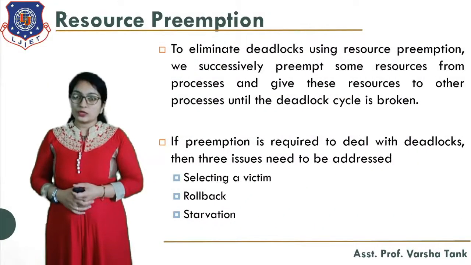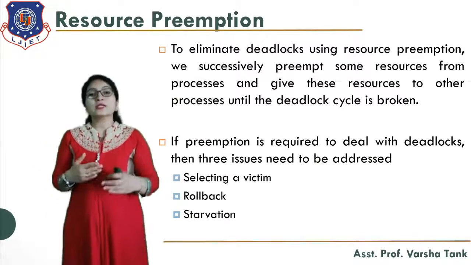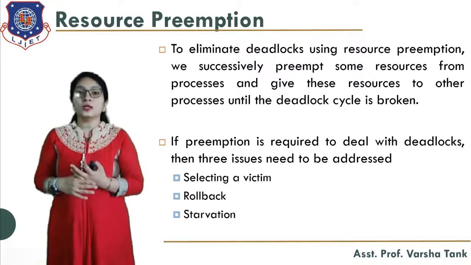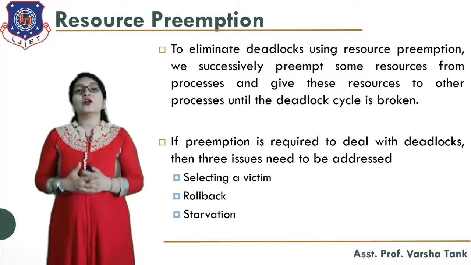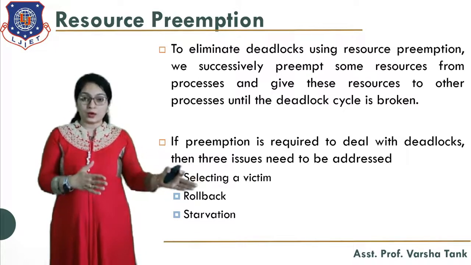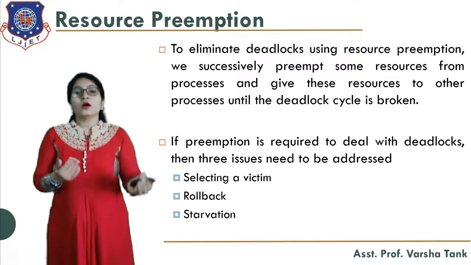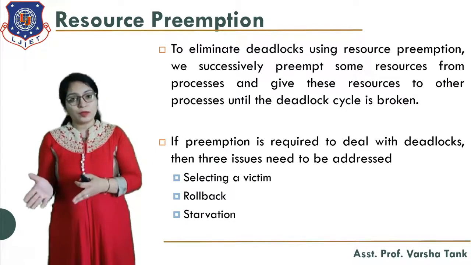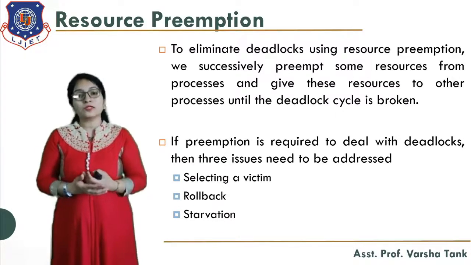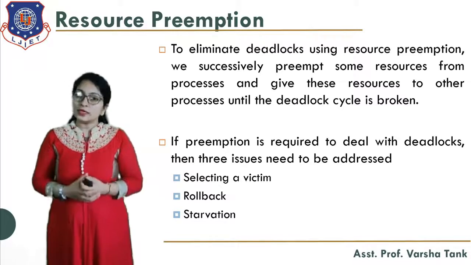Now, resource preemption. To eliminate the deadlock using resource preemption, we successively preempt some resources from processes and give these resources to other processes until the deadlock cycle is broken. As in the example of processes P1 and P2 and resources R1 and R2, you preempt the resource from either P1 or P2 and assign it to the other process so it completes its task. Then assign the same resource to the first process and it will complete its task.